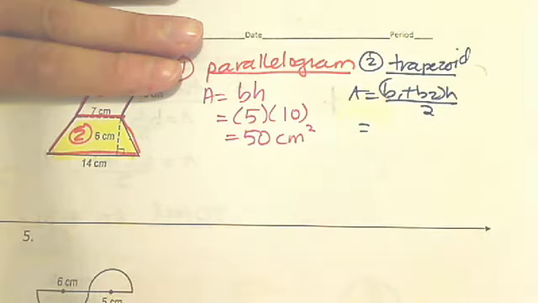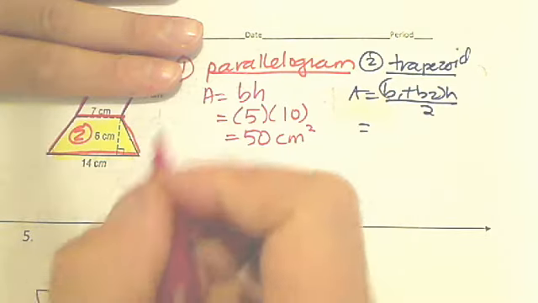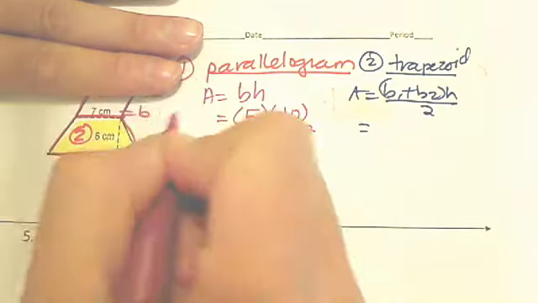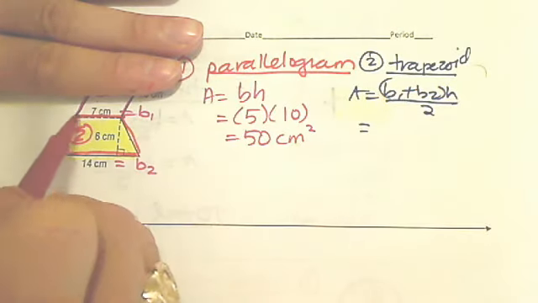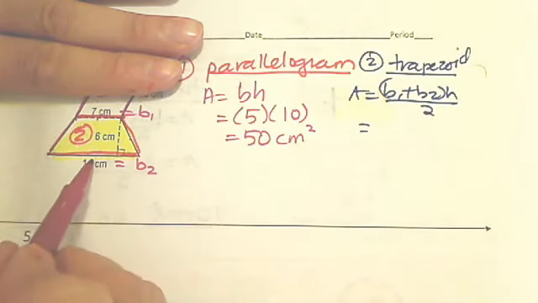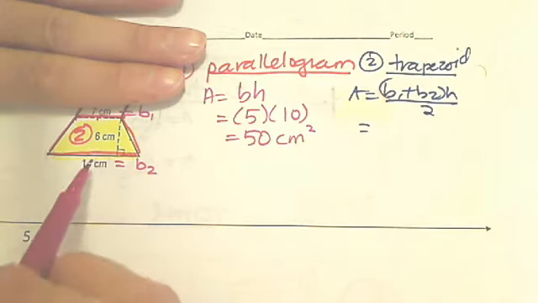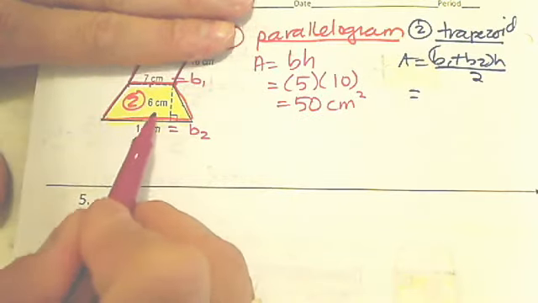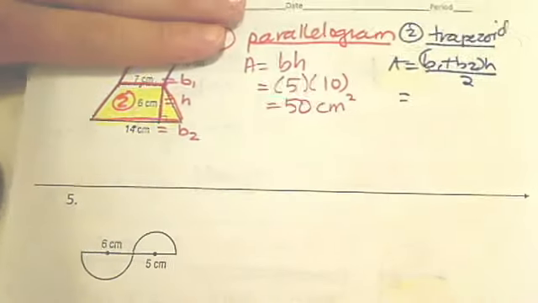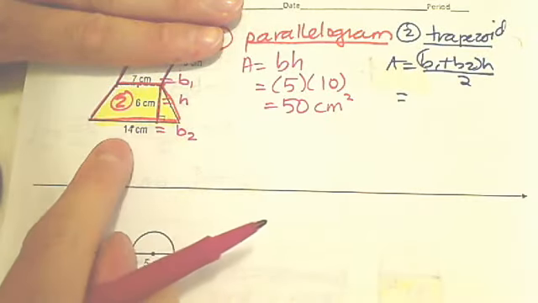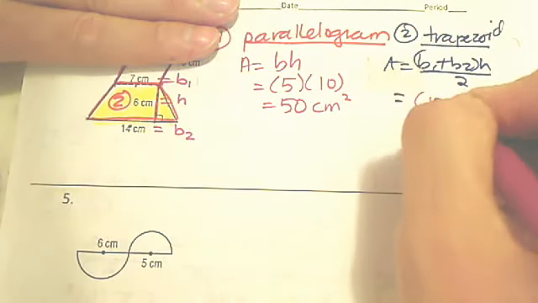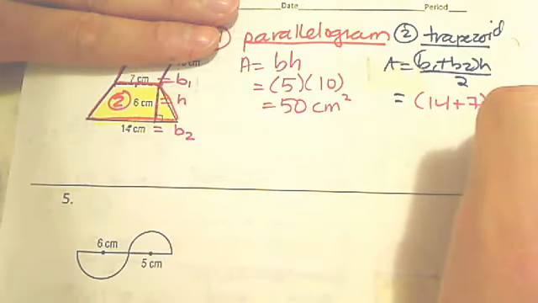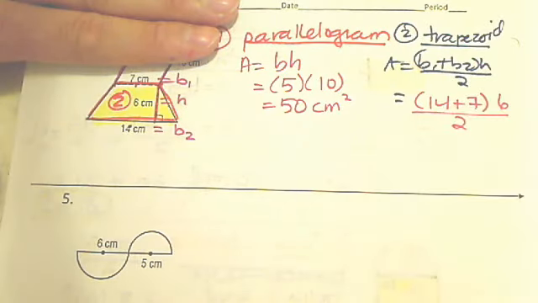Base 1. Base 2. So top and bottom. 10 is not a part of that trapezoid. And then 6 here is the height. Base 1 is 7, base 2 is 14. And then I'm adding those together. 14 plus 7, times 6, divided by 2.